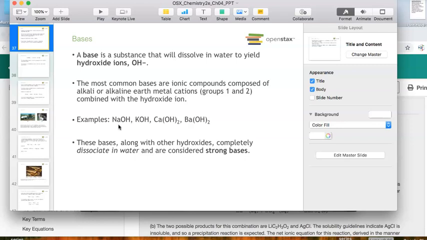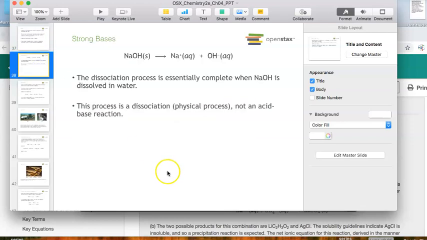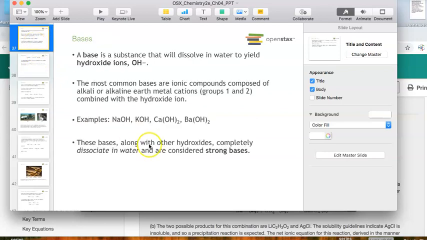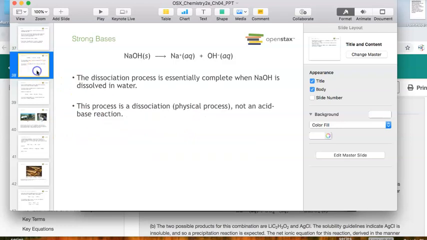And so these bases are referred to as strong bases. Strong bases, just like strong acids, completely dissociate in water. And if they're not a strong base, then they're not going to dissociate 100% in water, and instead would dissociate to some partial extent. All right, so examples: sodium hydroxide, potassium hydroxide, barium hydroxide, calcium hydroxide, all strong bases.